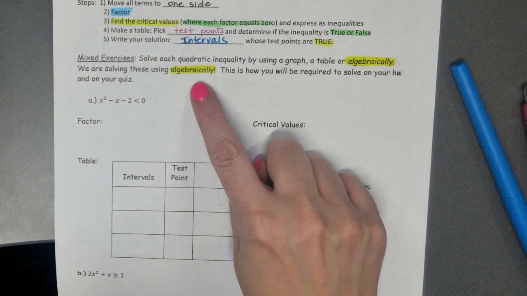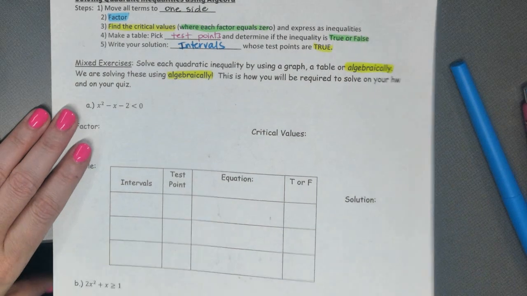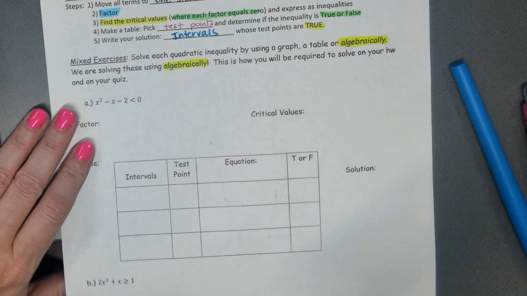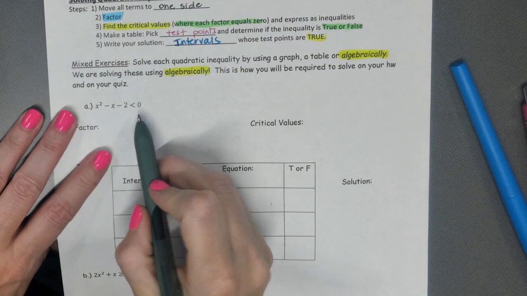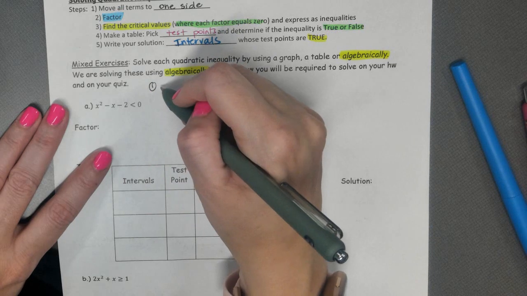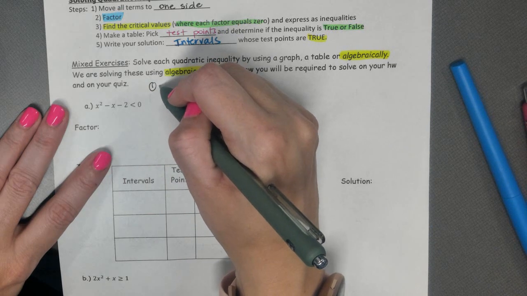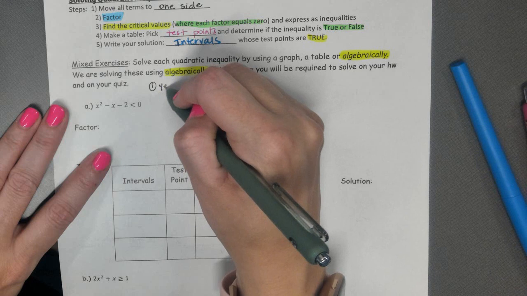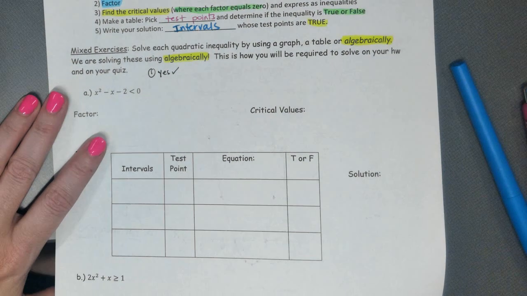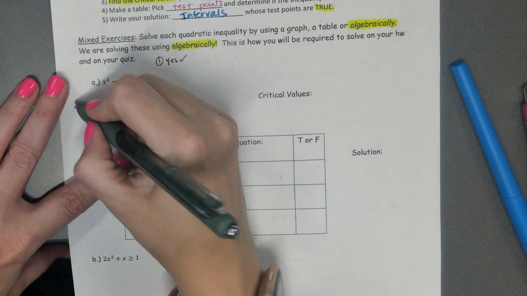Okay? All right, so step 1 is move all the terms to one side. That means the other side should be what? 0. Okay, so we already have step 1 is complete. I'm just going to put yes. There, that's already done. Okay, step 2 is factoring.